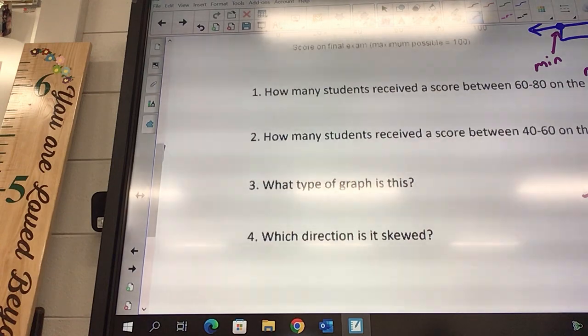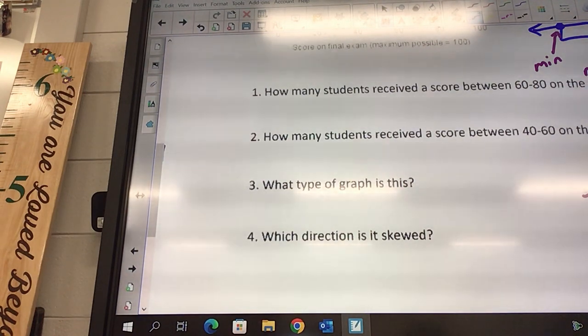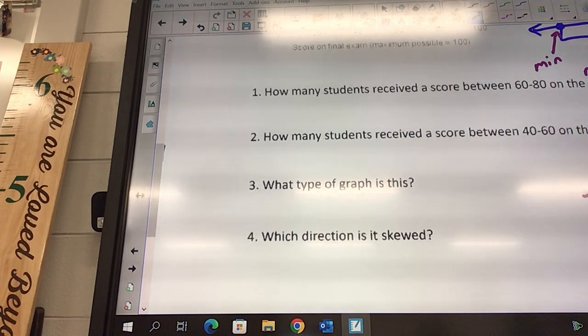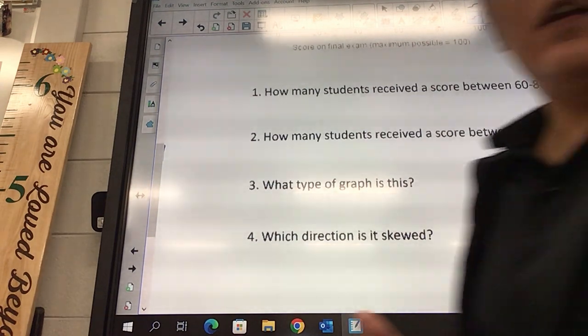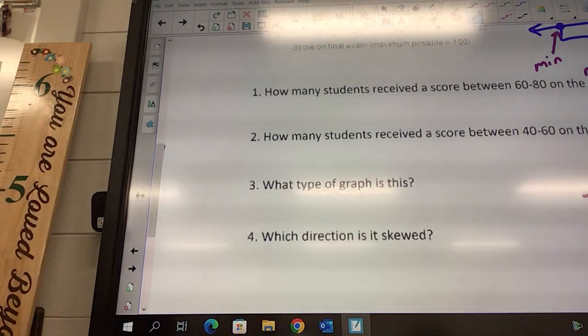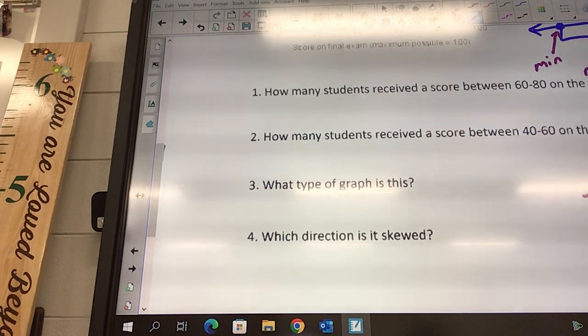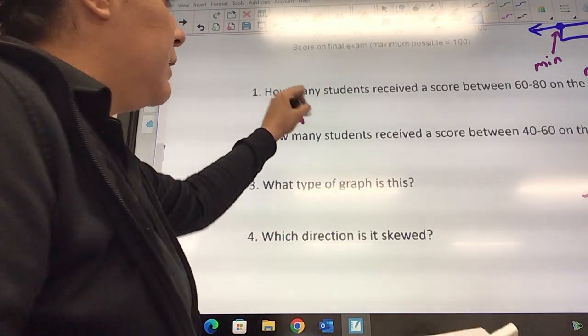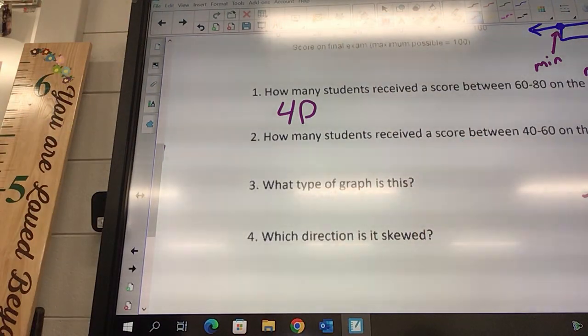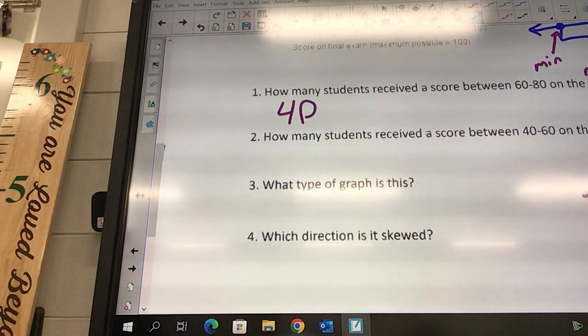Okay, so, because it's going to ask you on a lot of these graphs, and I know I put it on your test, which direction is that skewed, okay? So you're going to need to know the difference. And then there's a symmetrical skewed, and that's when it looks kind of the same on both sides. So, looking at our graph, how many students received a score between 60 and 80 on the test? 40. Okay, these ones are not that bad to read, but make sure you definitely know the difference between the 3 and how to tell what kind of skewed it is.